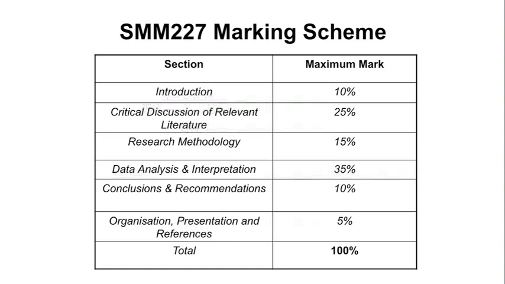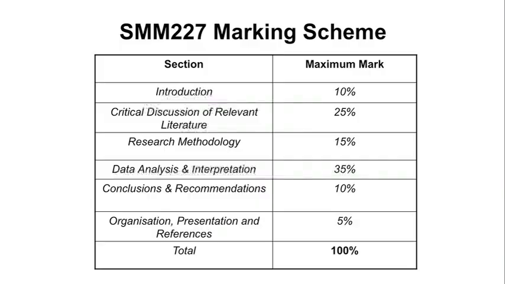A key component of the marking scheme is the data analysis and interpretation, and this comprises the majority of the marks, 35% for analysis of key patterns in the data, and the rigor and the approach which you take will really determine how those 35 marks are apportioned. We then have 10% for the conclusions and the recommendations of the research, and finally 5% for the organization, presentation, and referencing.